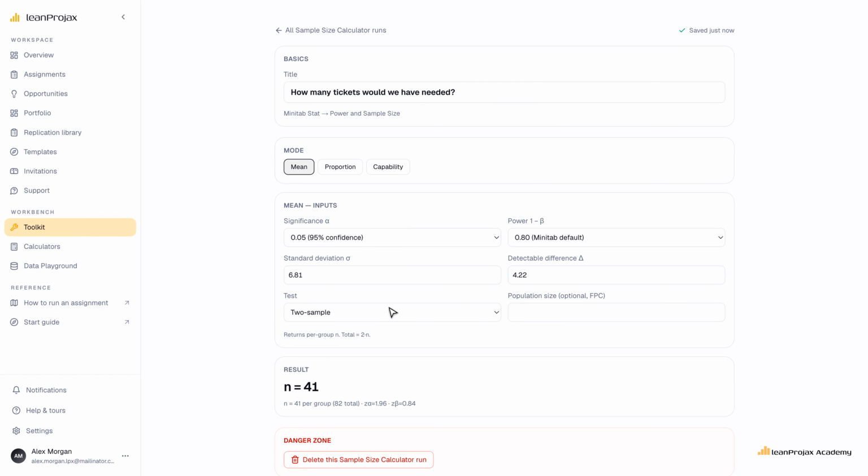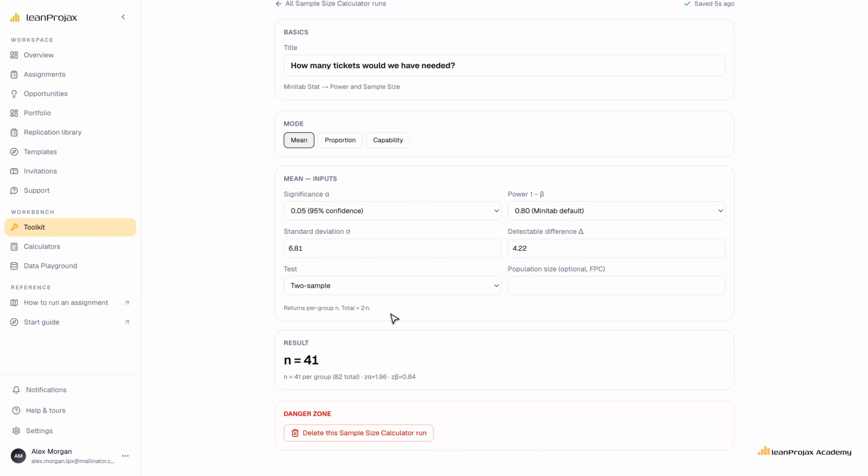Test, 2 sample, n equals 41. 41 per group, 82 in total. We had 46 mobile app tickets, fine, and 33 billing tickets, 8 short. That is the whole reason last lesson couldn't call it, and finding that out took about 15 seconds.